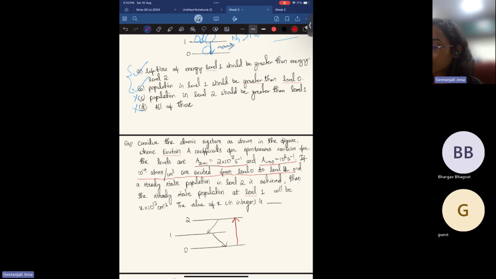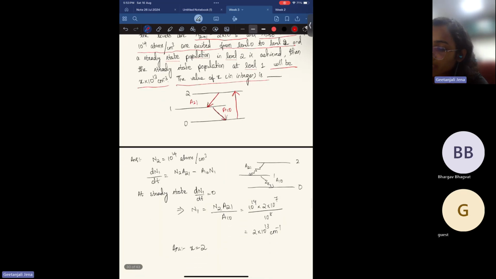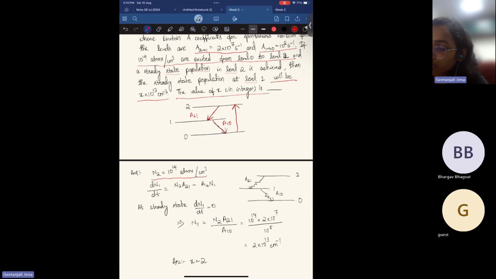Now it is asking, the steady state population at level 1 will be x into 10 to the power 13 per centimeter cube. Then it is asking, what is the value of x in this problem. So let us see what is given to us. It is given A21, that is this process A21, and it is given A10. So these two are given and N2 is also given. It is 10 to the power 14 atoms per centimeter cube. And it is asking about the steady state population of level 1.